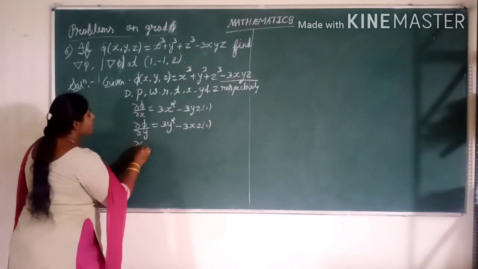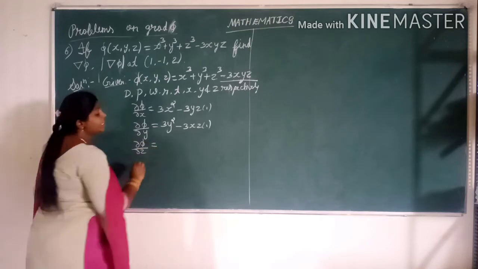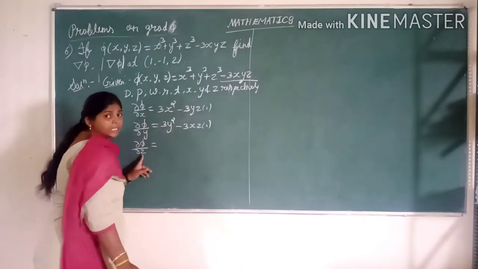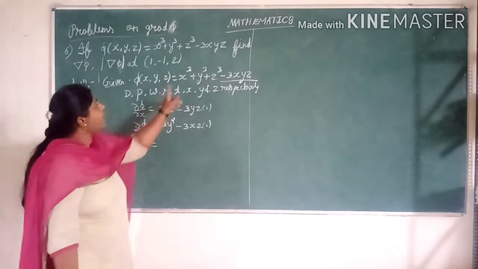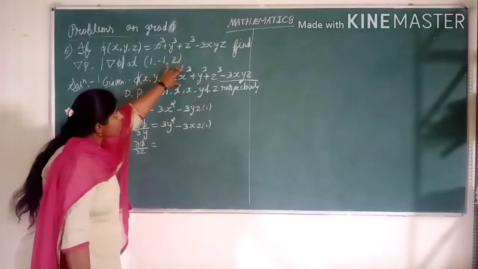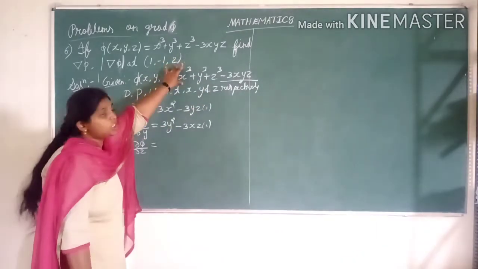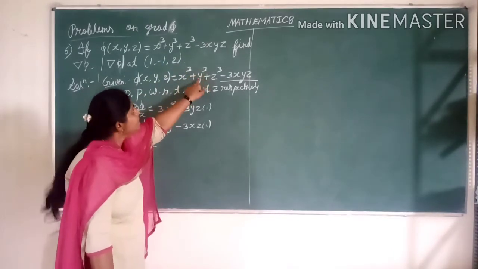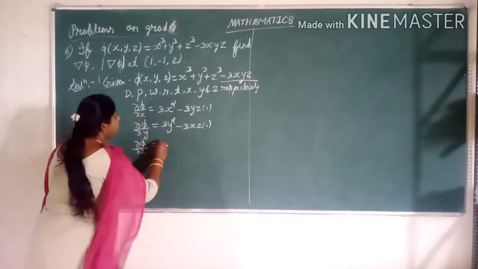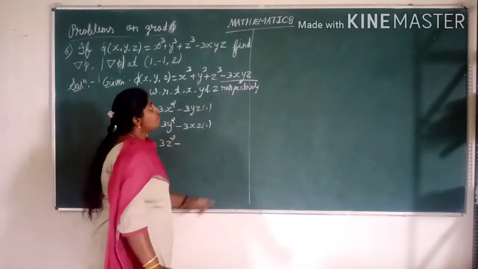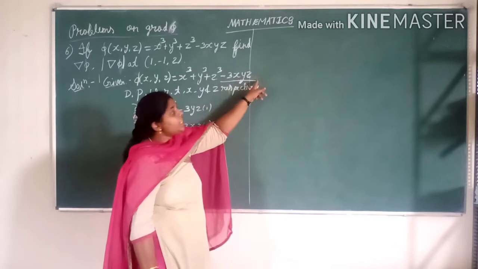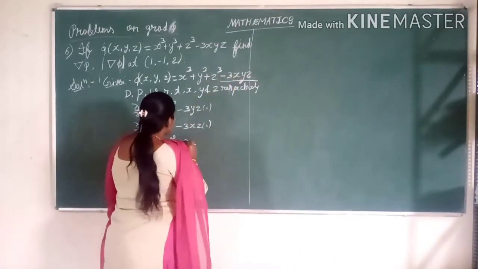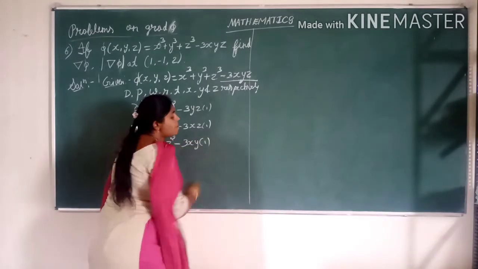Similarly, differentiate phi partially with respect to z. We get dou phi by dou z. Dou phi by dou z is equal to what? By differentiating partially with respect to z, x and y are constants. That is, x cube is a constant, and the differentiation of a constant is 0. Plus the differentiation of y cube, also a constant, is 0. The differentiation of z cube is 3z square. Minus, with x and y constant in this term, minus 3xy, the differentiation of z is 1.